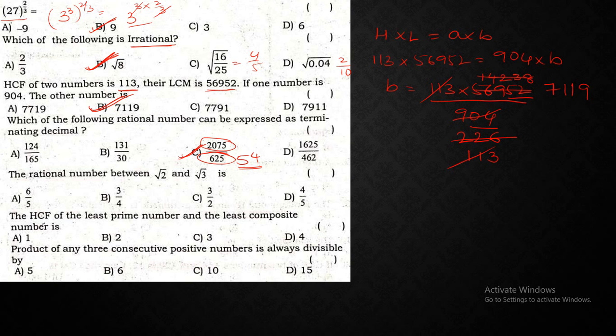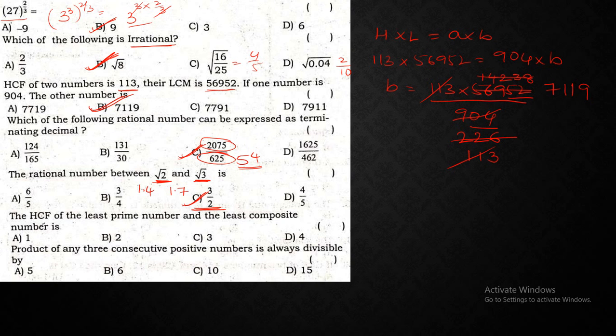The rational number between root 2 and root 3. So between root 2 and root 3, what is the rational number we have? Root 2 means 1.4, root 3 means 1.7. So between 1.4 and 1.7, clearly 3 by 2. So what is 3 by 2? 3 by 2 is nothing but 1.5. So you need to remember these values. So the answer is 3 by 2.